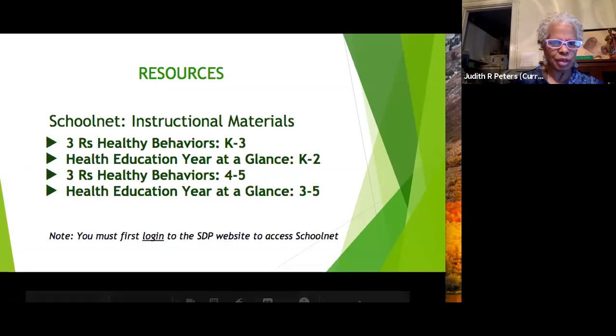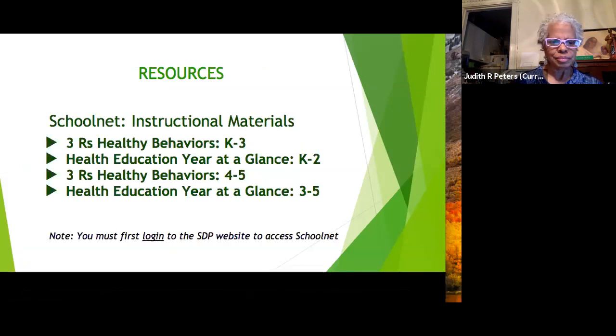Then remember that 3Rs, you should keep this slide. 3Rs, healthy behaviors, K-3. These are all in SchoolNet. You have to log in first, the SchoolNet. So we have already teased it out, the K-3, the 4 to 5. Then we have the education year at a glance for K-2 and 3 to 5 also.